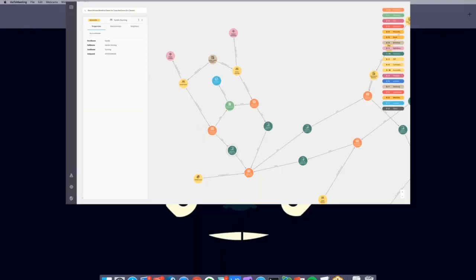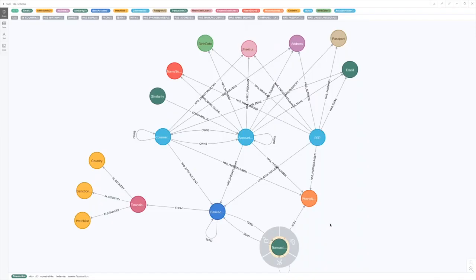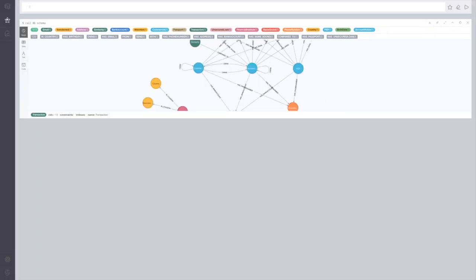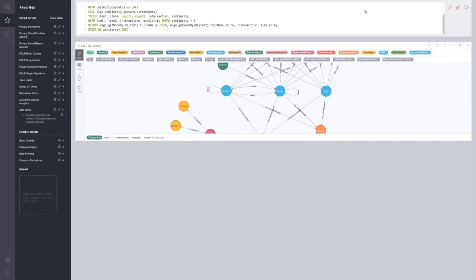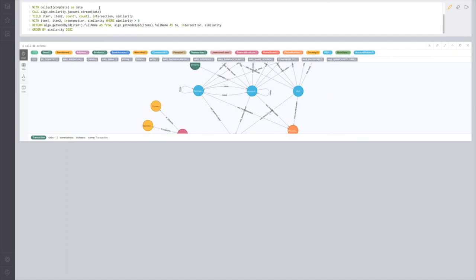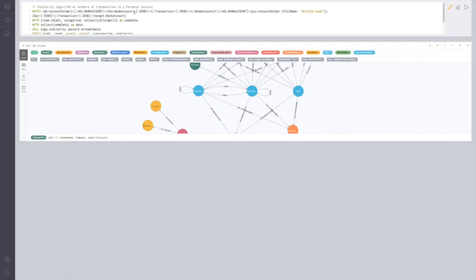Neo4j Desktop does come with the browser. That's what this tool is here, and the browser is really focused on developers. So you can see here, you really need to know Cypher to be able to work with the browser, and this is our query for running the Jaccard similarity algorithm. So if you know Cypher and you want to work with your data in the desktop in the browser, that's great.